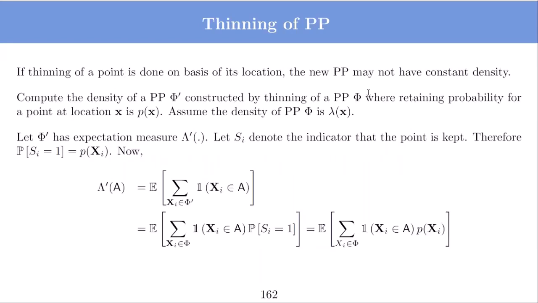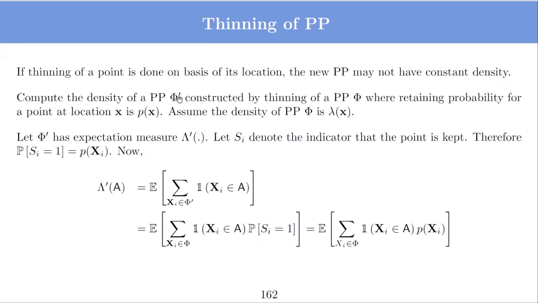Now this thinning in the previous case was the same for every point. You can do thinning on the basis of location also, right? If you do that, even if you start with a stationary point process, the output point process will not be stationary anymore. It may not have constant density. We are still doing independent thinning, so let us see what the impact of such thinning will be.